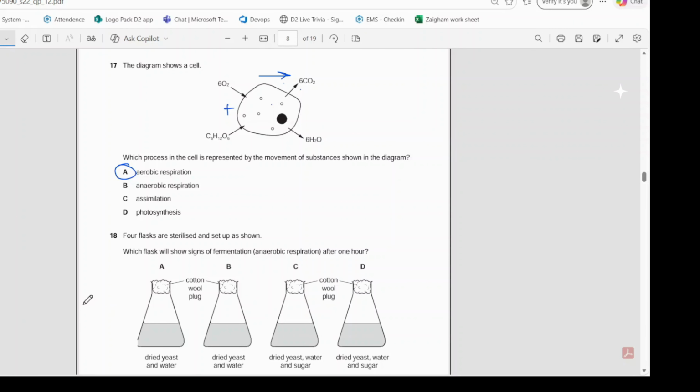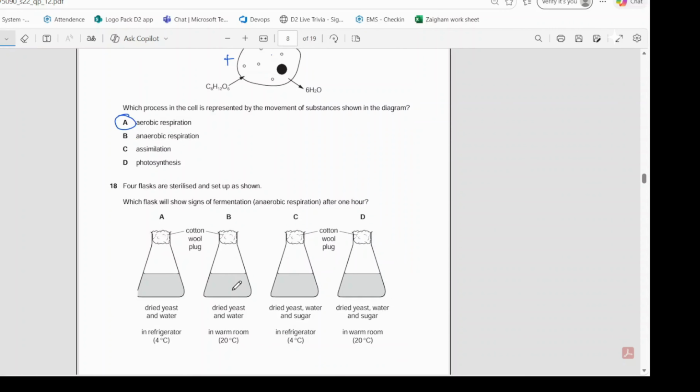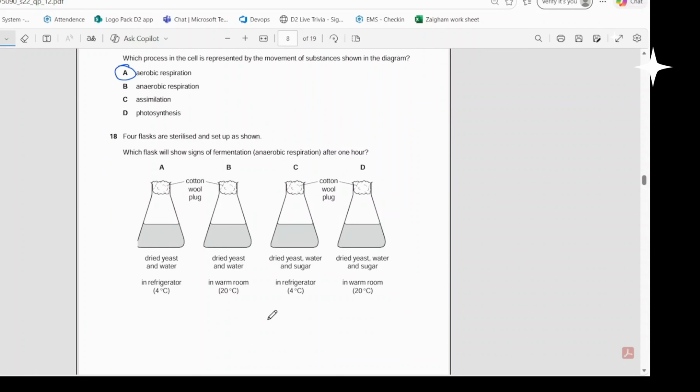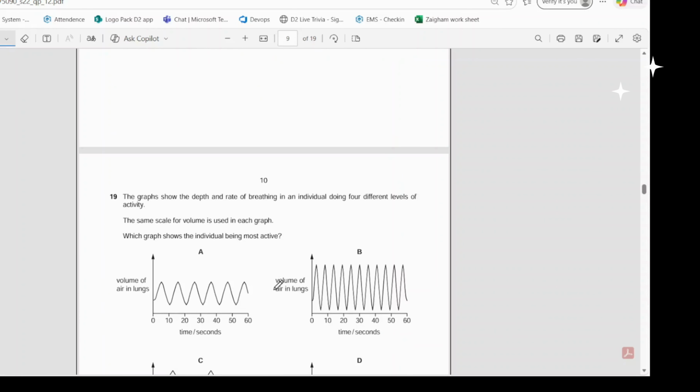Okay. Four flasks are sterilized and set up, and there is a question related to anaerobic respiration. So in which flask do you think there would be fermentation or anaerobic respiration? D, because it contains all the suitable conditions: the warm room, yeast, sugar, and water, the three things that are required. And whenever we ferment something, or even if we are making pizza dough, we keep it at room temperature instead of keeping it in a refrigerator.